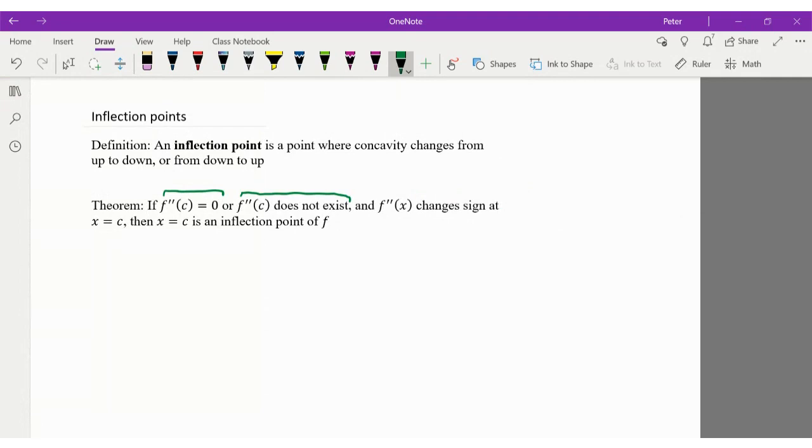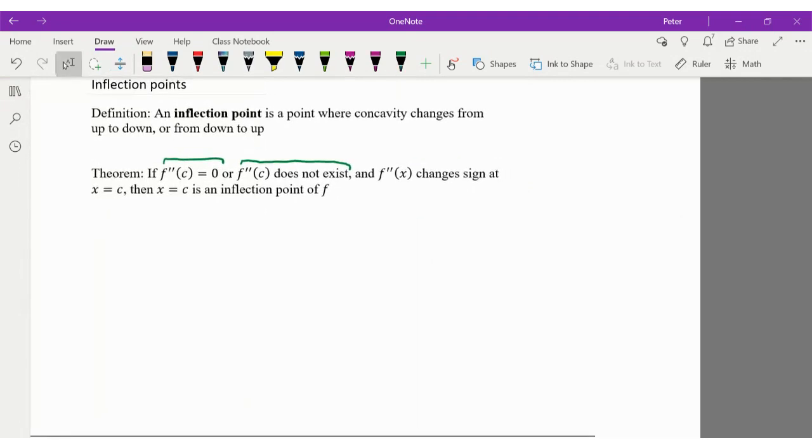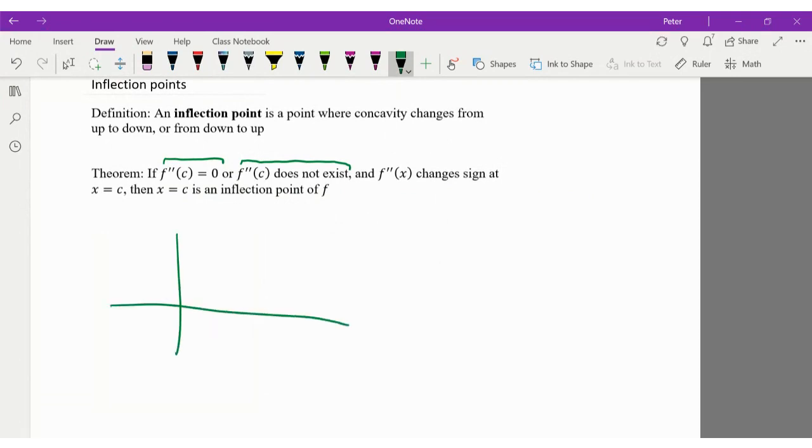So what we're looking for when we look for changes in concavity, we could be looking for something like this. This is an example of a function you've all seen. It's y equals x cubed. And as you can see, it's concave up in that part of the function. It's concave down in that part of the function. So we would call this an inflection point.